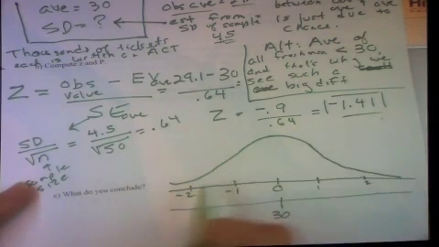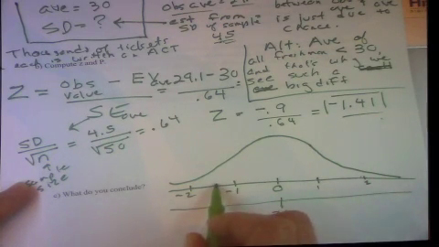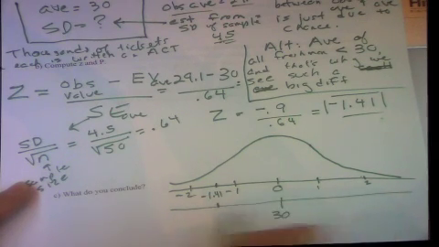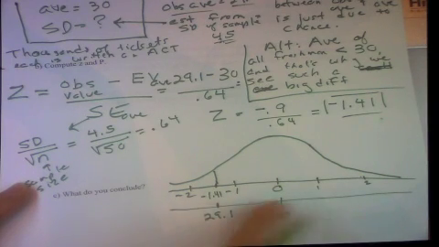Okay, well we have, let's just do our axis here. We have a z-score of negative 1.41. So that's where 29.1 lines up, right there. We wanted to know how unusual it was, if it was far enough out that we could reject the null.